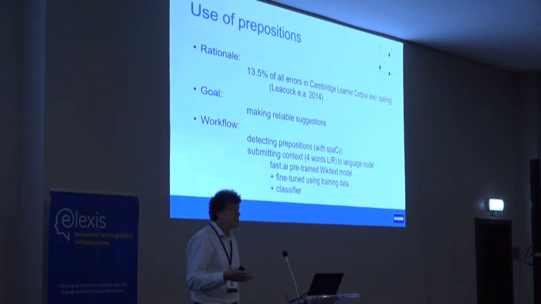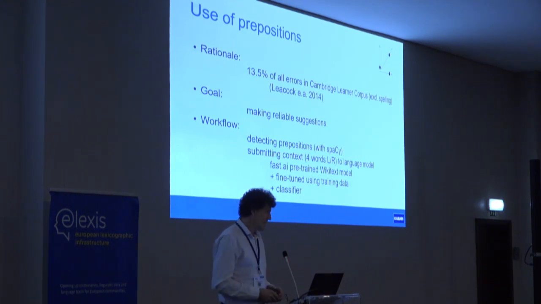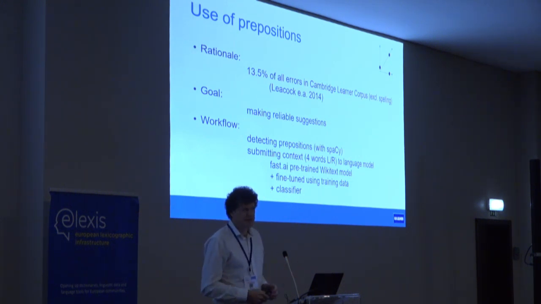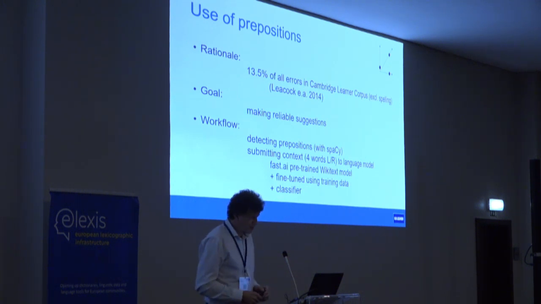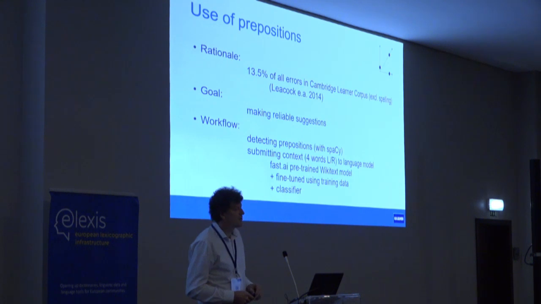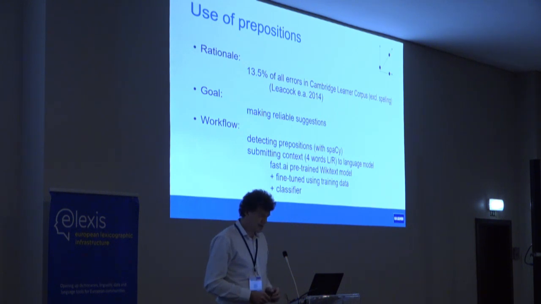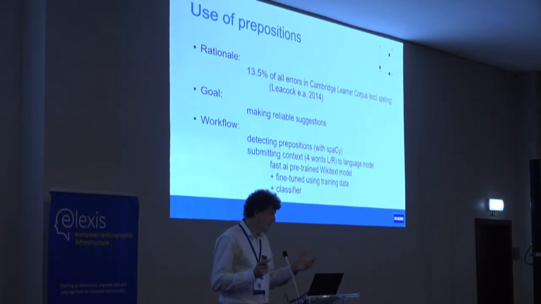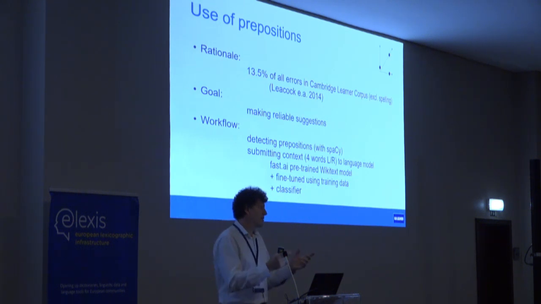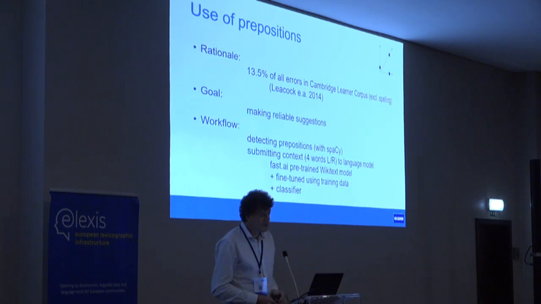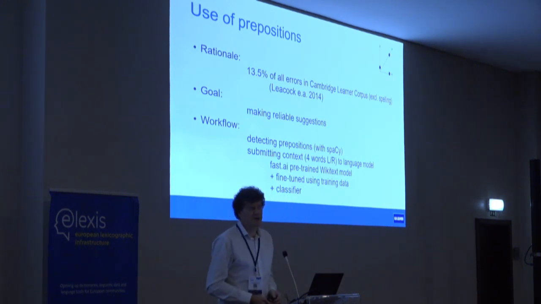There have been a lot of attempts to find systems to detect and correct errors in preposition use. They are quite successful, but we thought maybe we can do better. So what's the workflow we used? Well, first of all, we detect prepositions in a text using the parser, and we use Spacy. It's a well-known parser. We then submit the context of 4 words to the left, 4 words to the right, to our language model. The language model has been built on a pre-trained Wikitext model available freely online. It has been fine-tuned using training data. For each preposition, we just put 50,000 examples into the model, and we put a classifier on top of it.